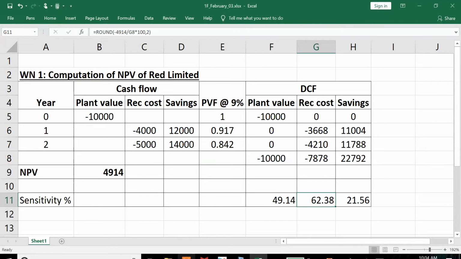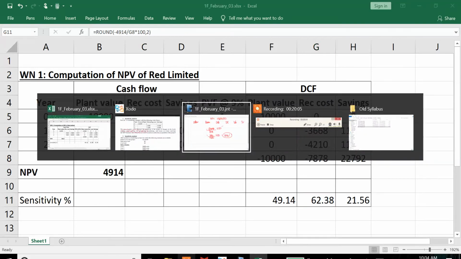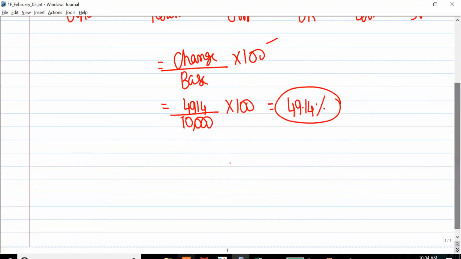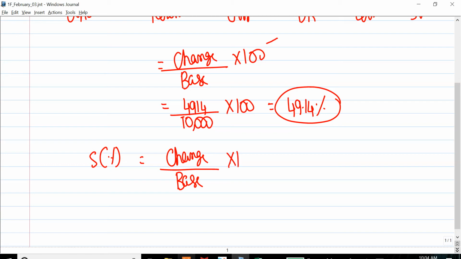Now sensitivity percentage equal to change by base into 100. Everything has to be present value. You cannot do a normal addition of cash flows. 4914 by 7878, 62.38%.